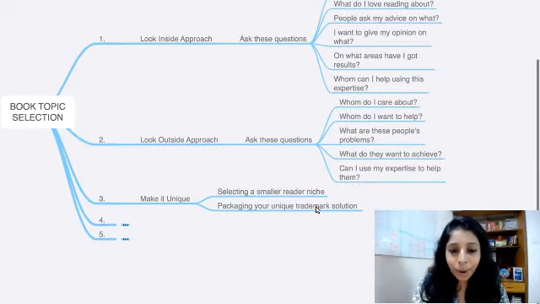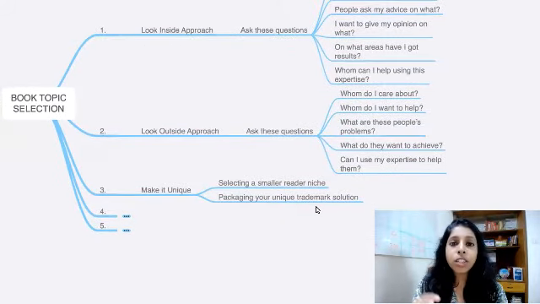So it's really important that you select a smaller reader niche. So the thing is, if you write a very general book, say a general parenting book, there are parents of all ages. Their kids belong to different age groups. So the challenge of a parent who has a toddler is very different from a parent of a teenager. So if you write a very general book, first of all, the book is going to be too long because it has to cover so many problems. And secondly, it won't connect directly with any one audience. Therefore, you need to make your book unique. There are 2 ways of making this book unique.